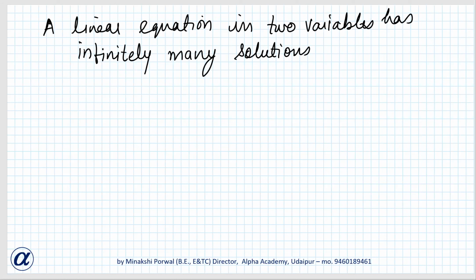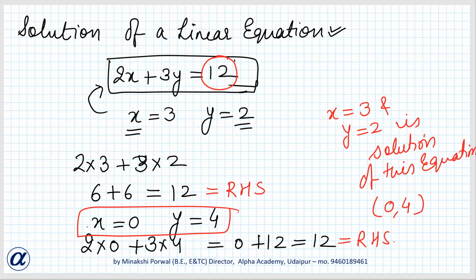Is it clear? This statement is clear. A linear equation in two variables has infinitely many solutions. There can be more solutions also. If we put (6, 0), then you check what will happen here: 2 into 6 is 12, plus 3 into 0, that is 0. So this is also a solution. This way we can find that there are actually infinite solutions possible for any equation.